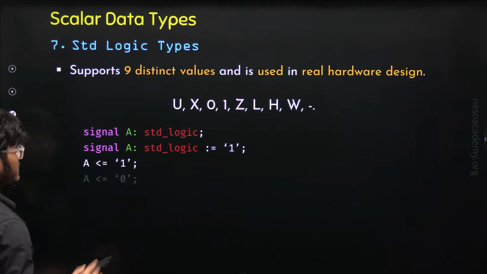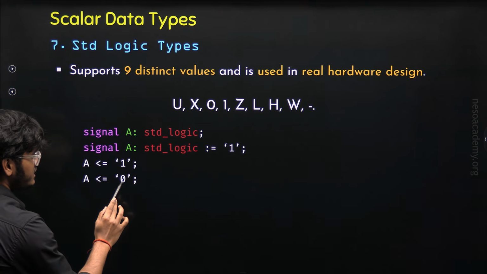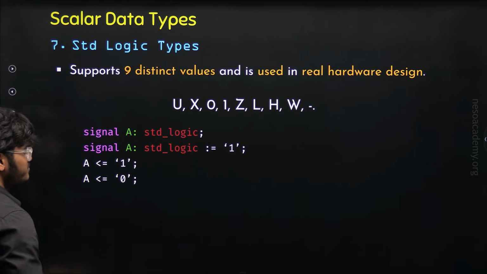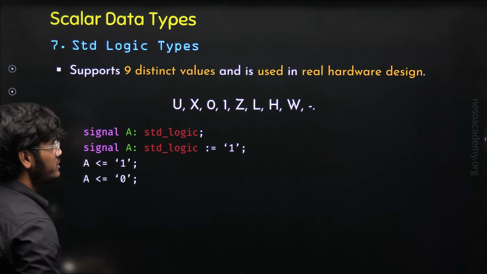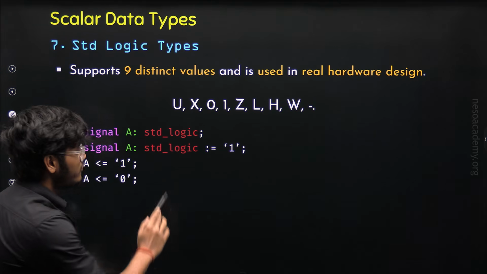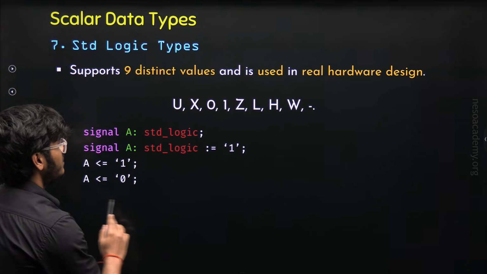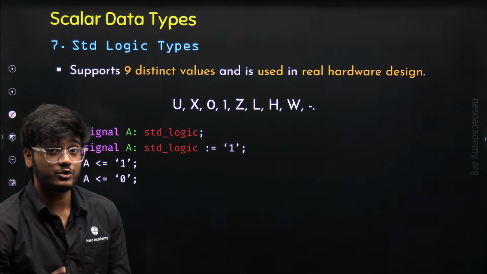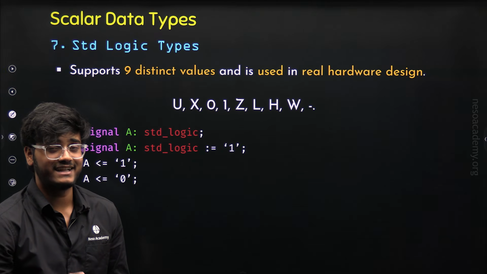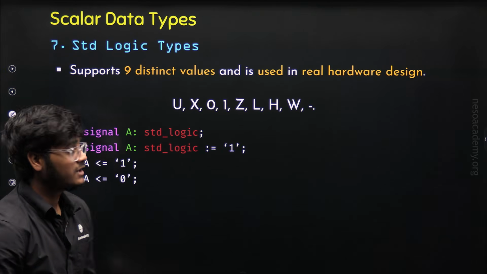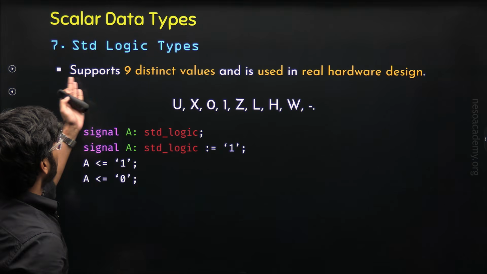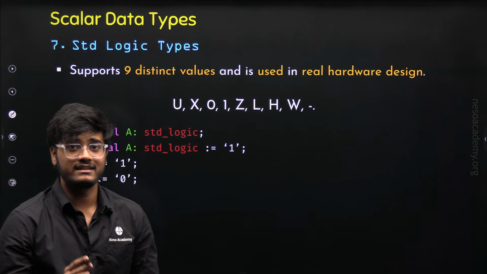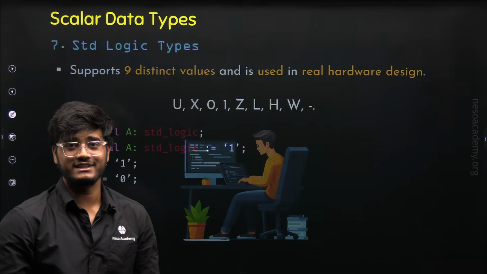Now, what if I assign logic 0 to this same signal A? What will A hold? For std_logic, A will be X. But in case of std_ulogic, it will generate an error. So, I hope you understand standard logic types. Let's see the last one, enumerated types.